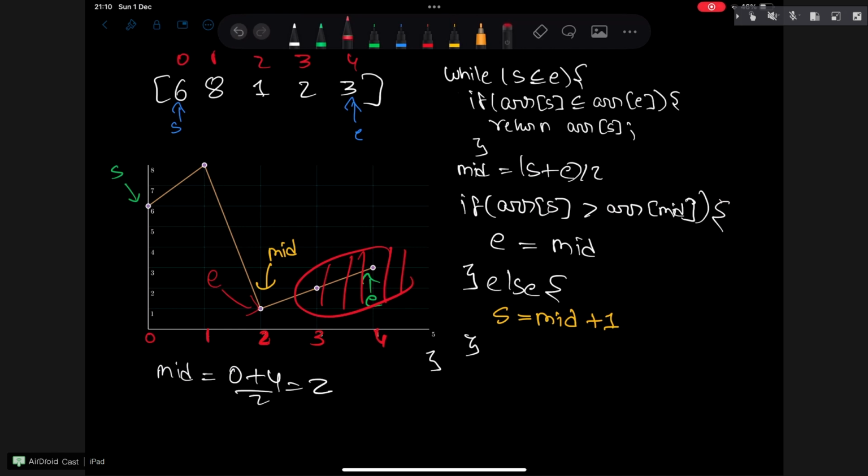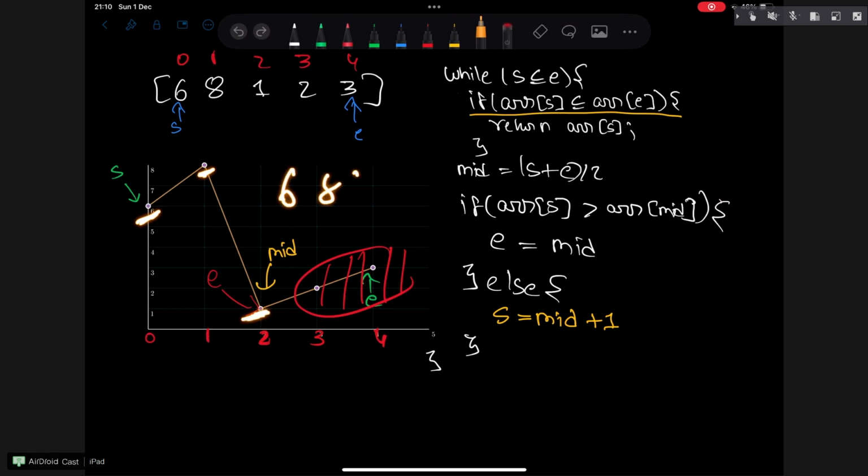Okay, so we will do the second iteration now. We are again going to check the same thing. Is my array of S less than equal to E? Is the array sorted now? Okay, so we have 6, then we have 8, then we have 1. Okay, so 6, 8 and 1. Are they sorted? The answer is no.